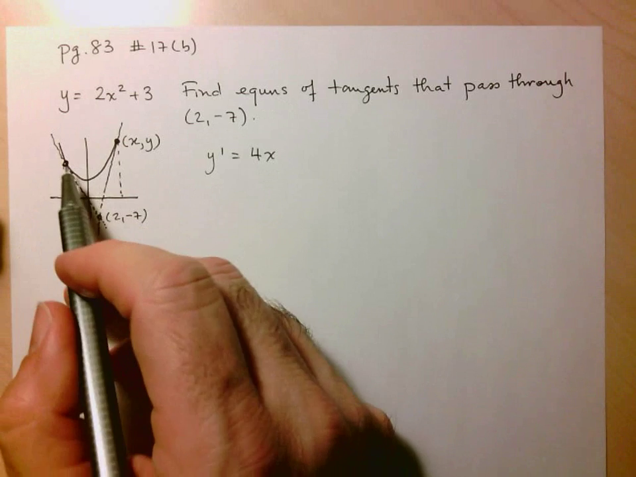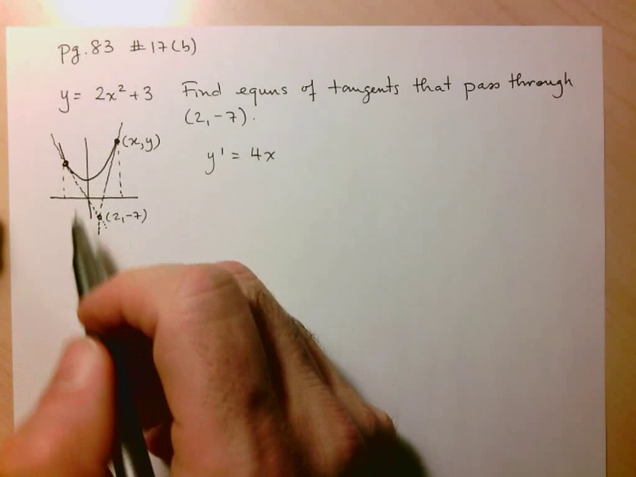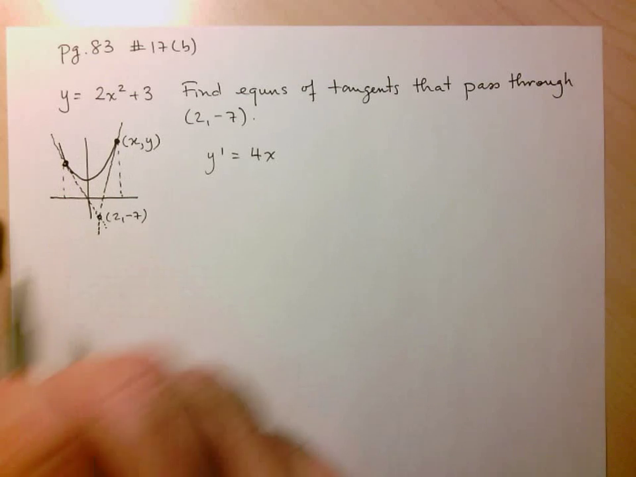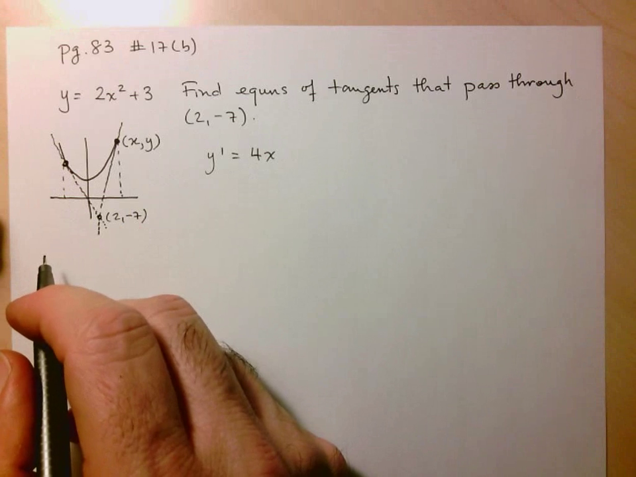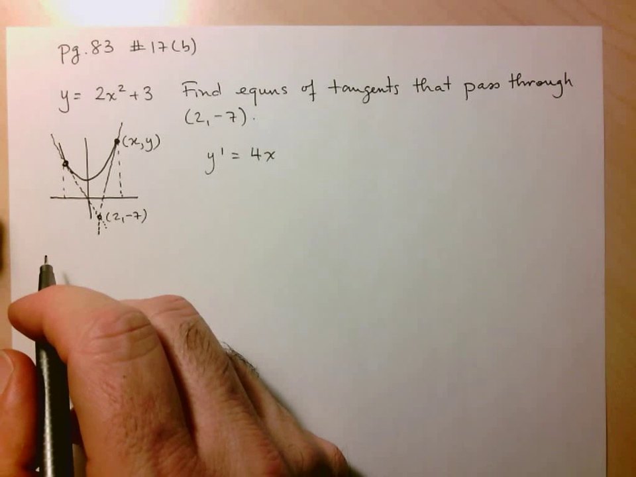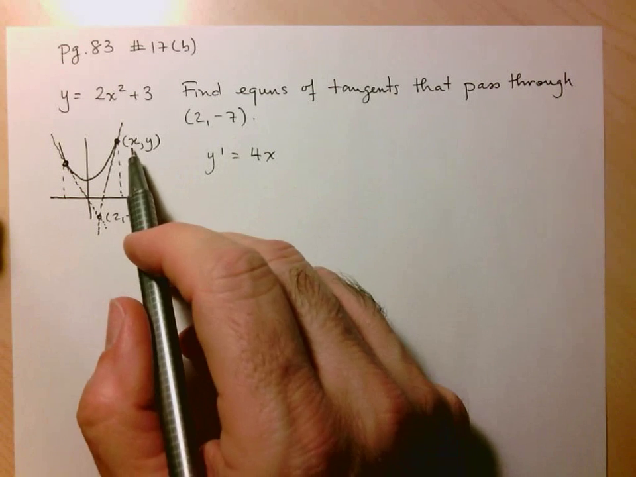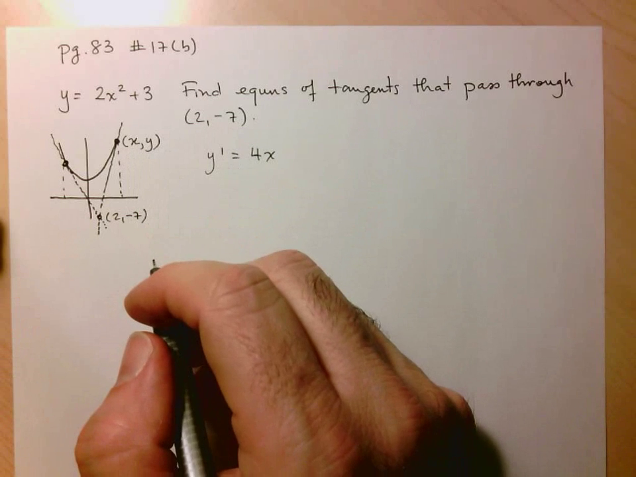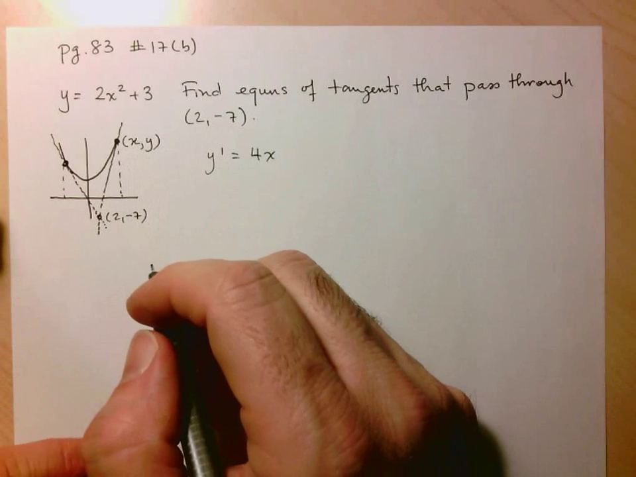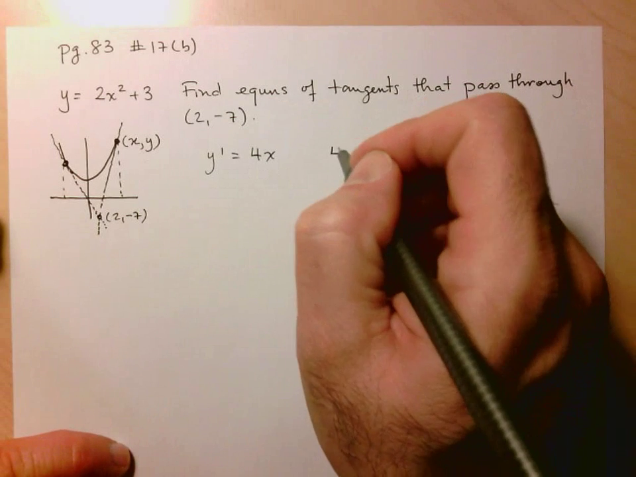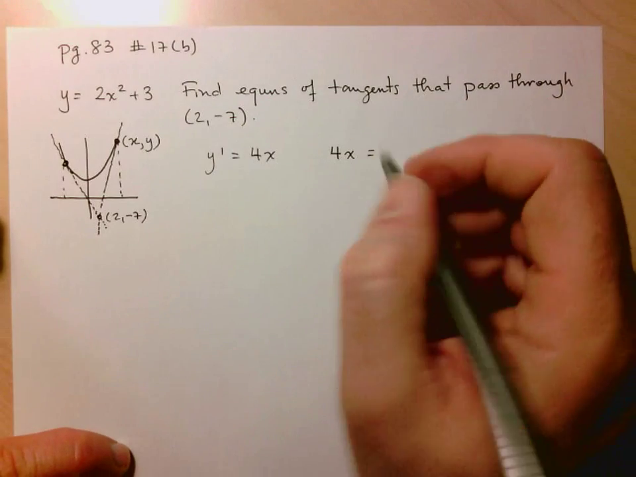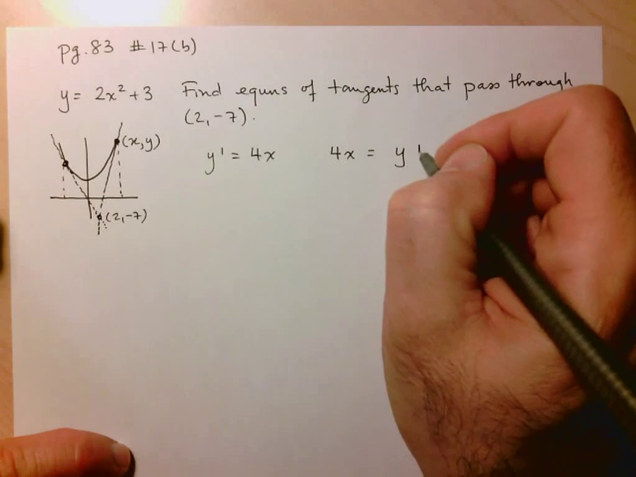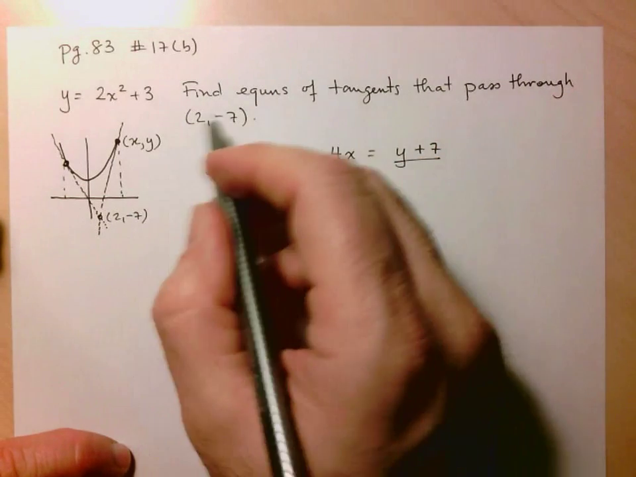So it looks as though I'm looking for 2 points. I can't see any possibility of drawing another tangent to get a third one, but it looks as though we're looking for 2 points here. So (x, y) is 1 point on the line, and (2, -7) is another point on the line, so I can write an equation using the slope formula. The slope is 4x, and that's going to be equal to the difference in the y's: y minus -7, so y plus 7, over x minus 2.